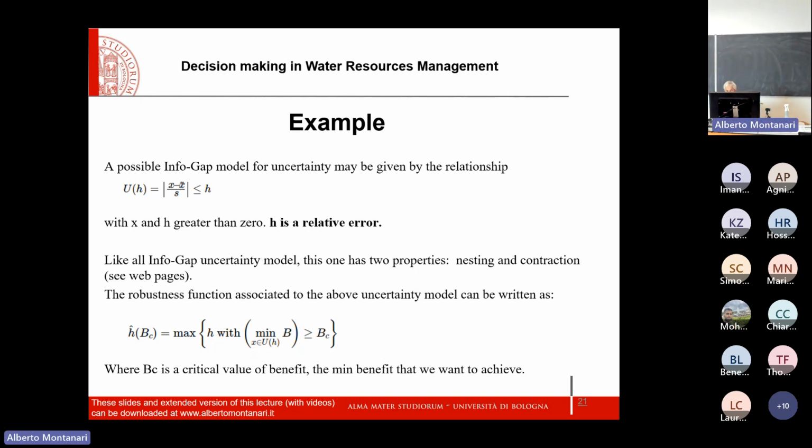So of course, once you fix the critical value of the benefit, you explore several possible x values. And how do you identify these x values? You try several values of H, and you find several possible values of X. And then you identify the benefit given by these several possible values.